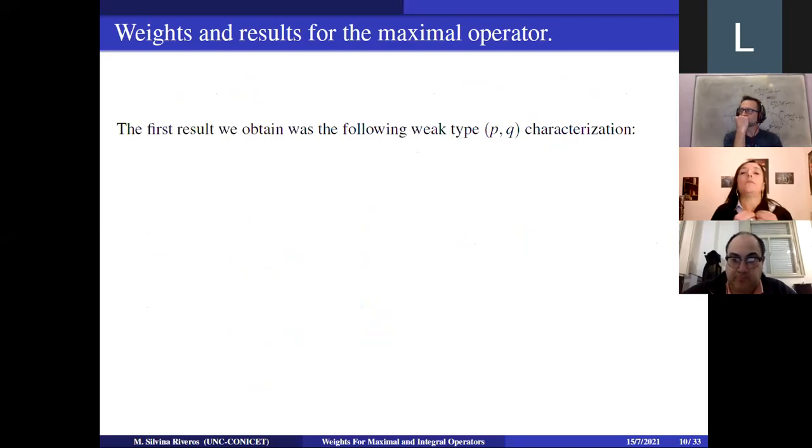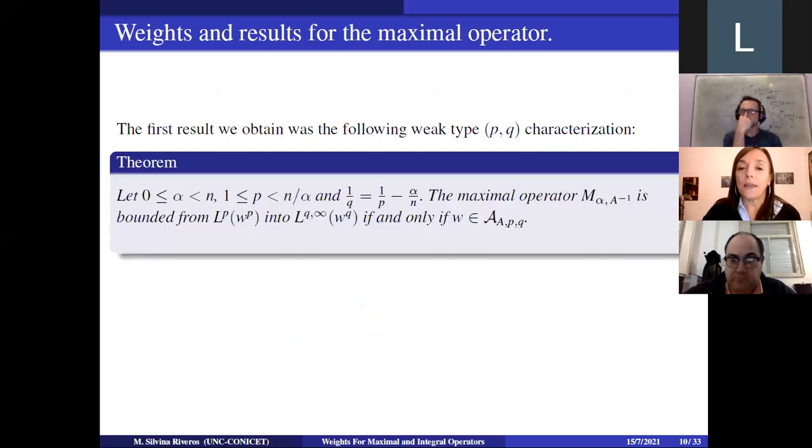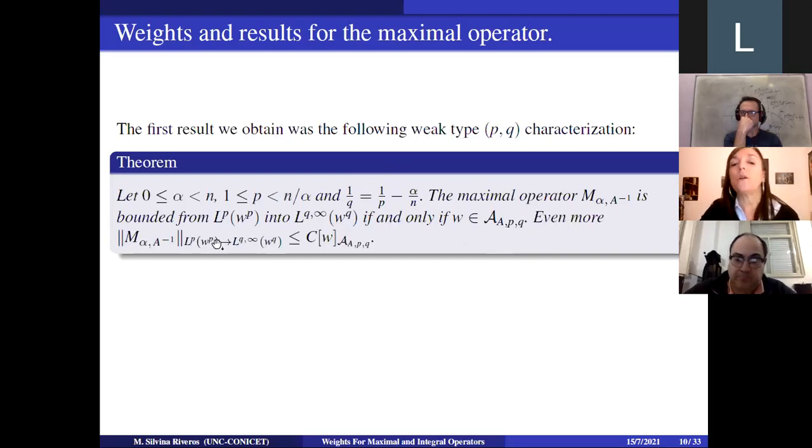So the first result we obtained was a weak type (p,q) characterization. This is for alpha greater than or equal to 0 and less than n, p greater than or equal to 1 and less than n over alpha, and q satisfies this equality. The maximal operator is of weak type (L^p, L^q) if and only if the weight is in this class of weights, the class A sub A of p,q. And also we have a control of the constant of the operator.